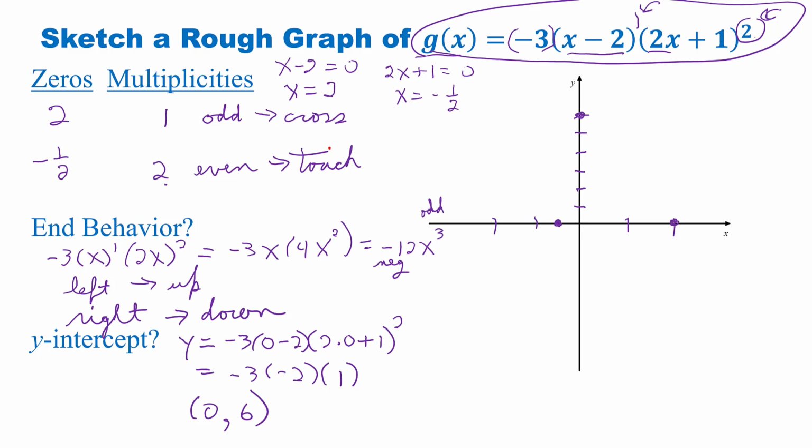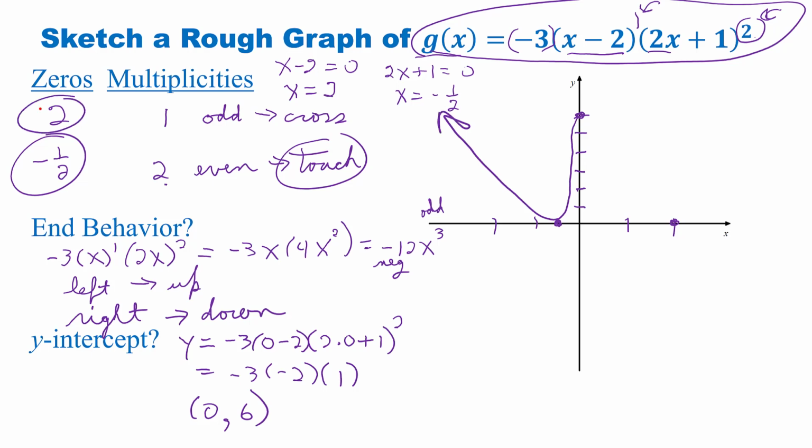Okay, so with a y-intercept, I don't have to use end behavior to graph, but it's a good check. So let's start at the point (0, 6) on the y-axis, and if I go backwards to negative 1/2, I'm going to simply touch at that point. So something like so. If I go to the right then, to x equals 2, my graph is going to cross there.